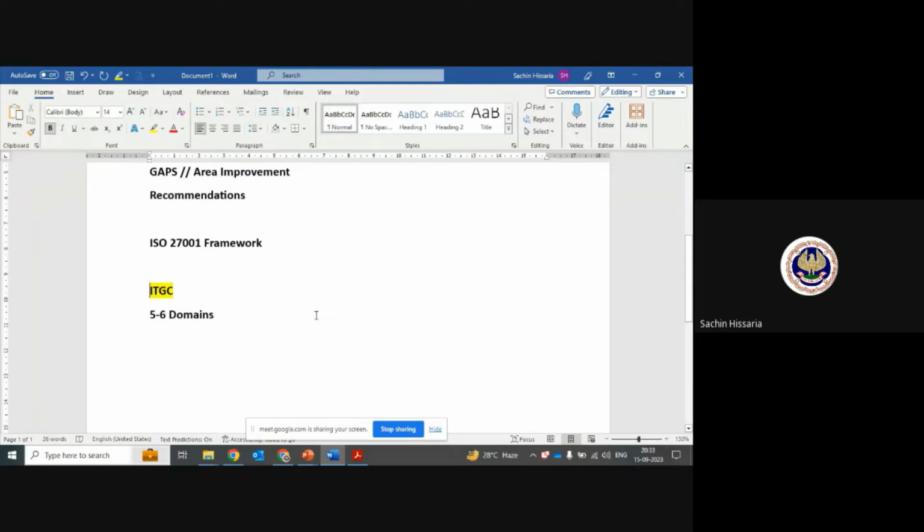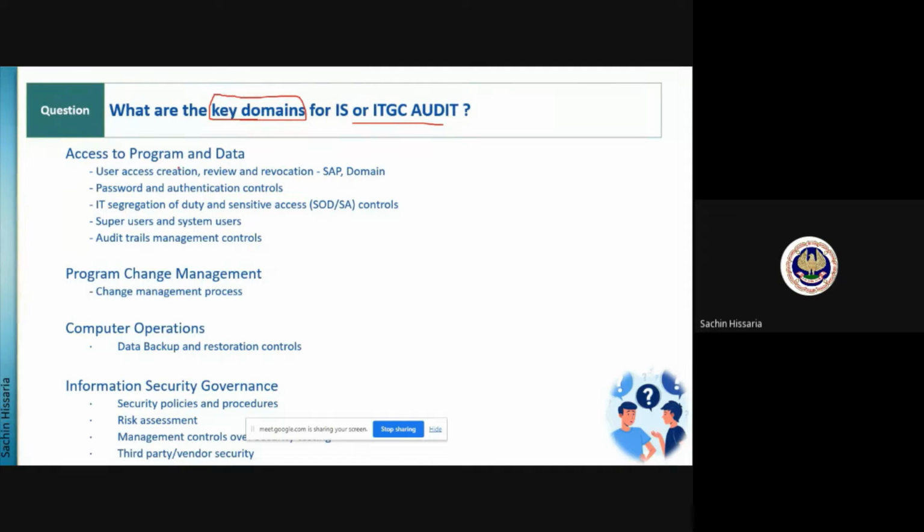What is your expertise on the domains? Do you understand these domains? Do you understand what access to program and data is? Do you understand the change management process? So we should know what the key domains for IS or ITGC audit are. Here I have highlighted some of the key domains. The first domain is access to program and data.